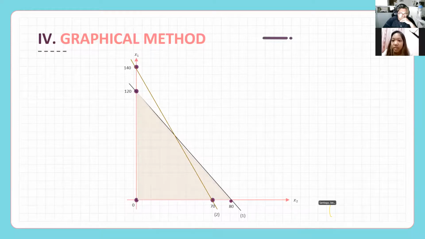So again, this is x sub 1 and here is x sub 2. For the plot of step 2, 0 and 70 for the x sub 1, and then 0 and 140 for the x sub 2. Then we connect them again so that they form a straight line.